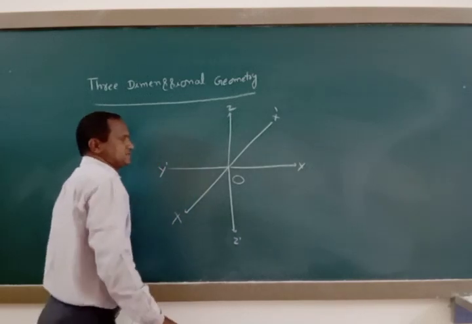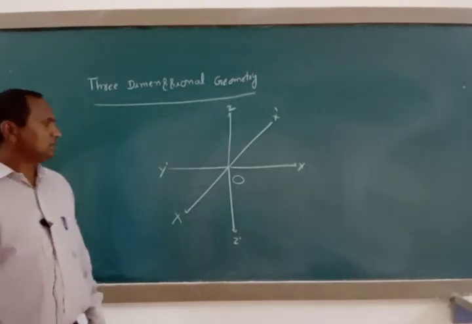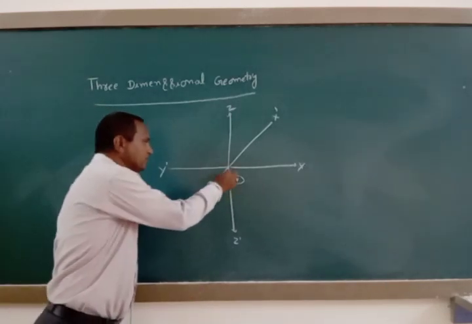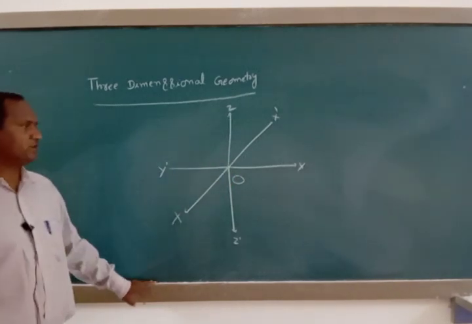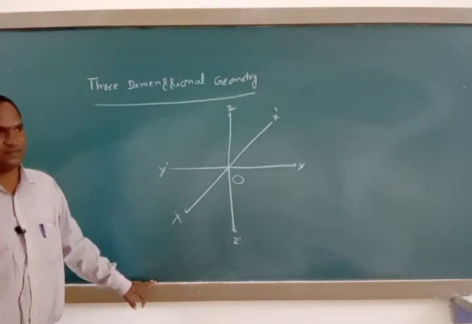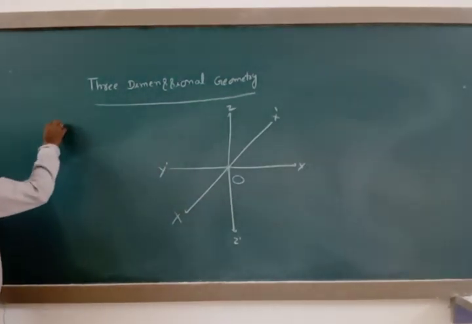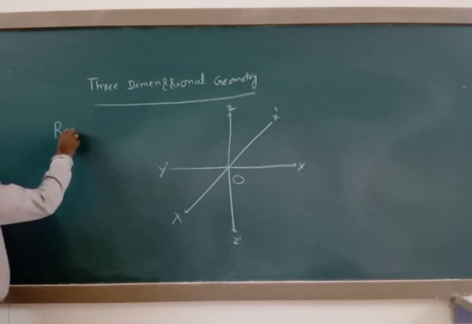All three axes are mutually perpendicular to each other, and O is the origin here, the point of intersection of all three axes. This whole system is called the rectangular Cartesian coordinate system.